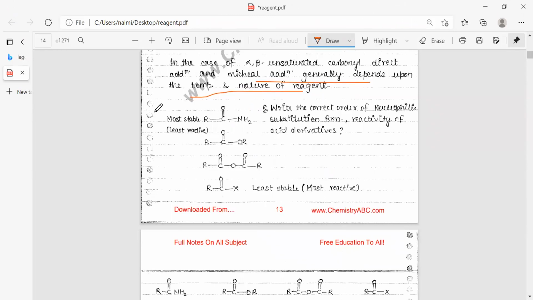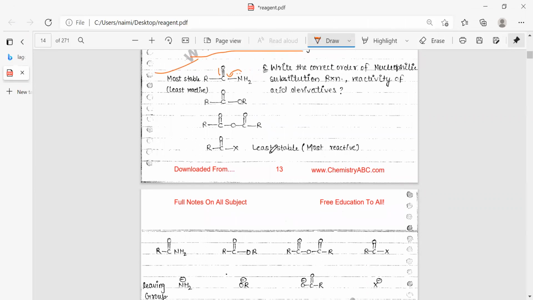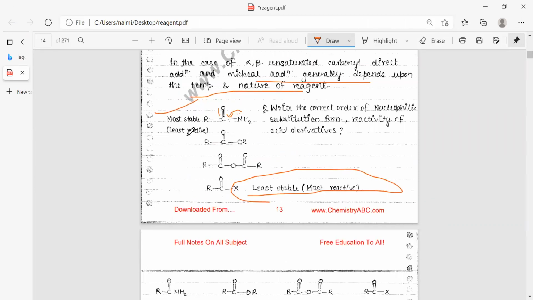So you can see here, in these types of alpha beta compounds, there is a lone pair of electrons present, and it takes part in resonance. So these are the least stable, and this is the most stable.